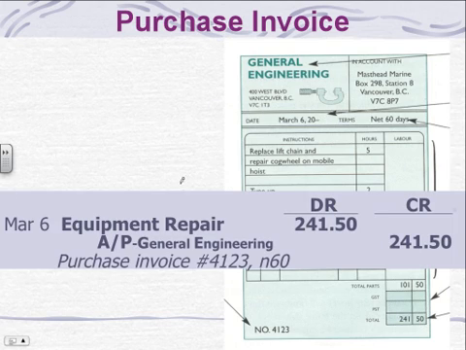All right, journal entry. Again, March 6th. It actually is equipment repair now that I look at it closely. They repaired equipment and they put in the number of hours. So this is what we did. We purchased some repairs for $241 and we owe the money. So therefore, accounts payable.